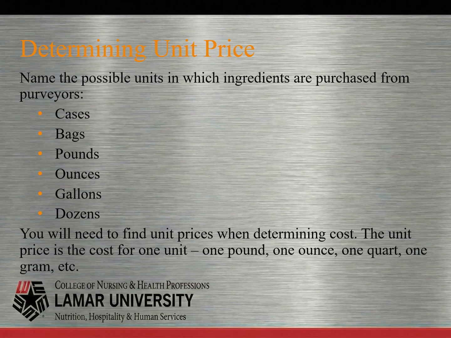So when we order food, it comes in all shapes and sizes: by the case, bags, gallons, dozens, by the each. But the recipe doesn't ask for 1/50th of a bag. They ask for 1 pound or 1 cup. To find the cost of a recipe, you must first find the unit price. This is the price for one single unit: 1 pound, 1 egg, 1 ounce. Without this, we cannot cost a menu.